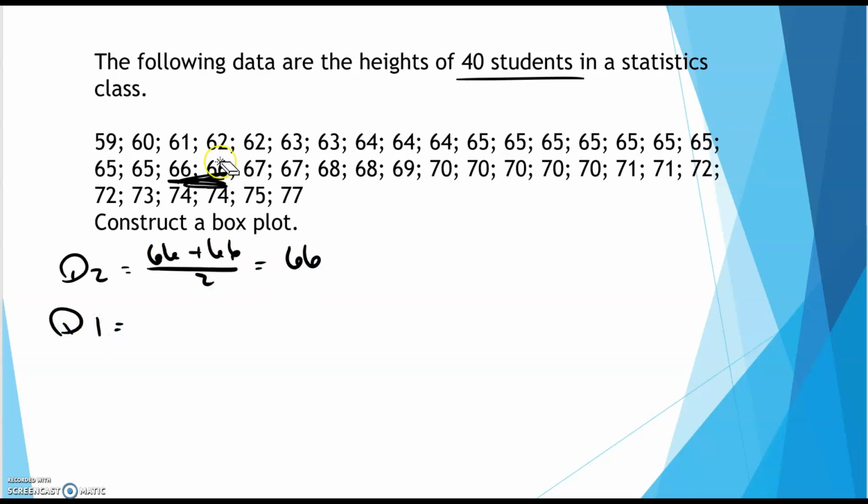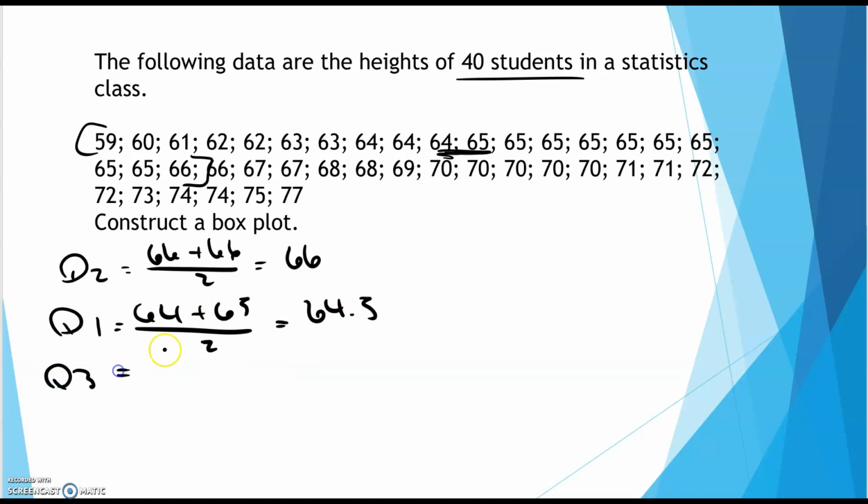Now I need to find Q1. So I'm going to look from here to here. There's 20 numbers there, so break that in half. 20 divided by 2 is 10, and then one more, 11. So I need to find the 10th and the 11th number. 1, 2, 3, 4, 5, 6, 7, 8, 9, 10, and 11. Take the average of those two, 64 plus 65 divided by 2, or halfway between those two numbers, 64.5.